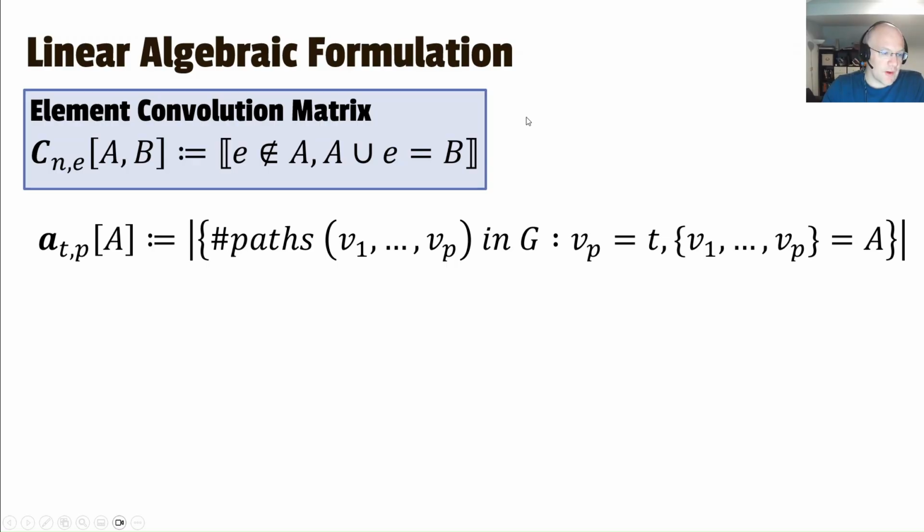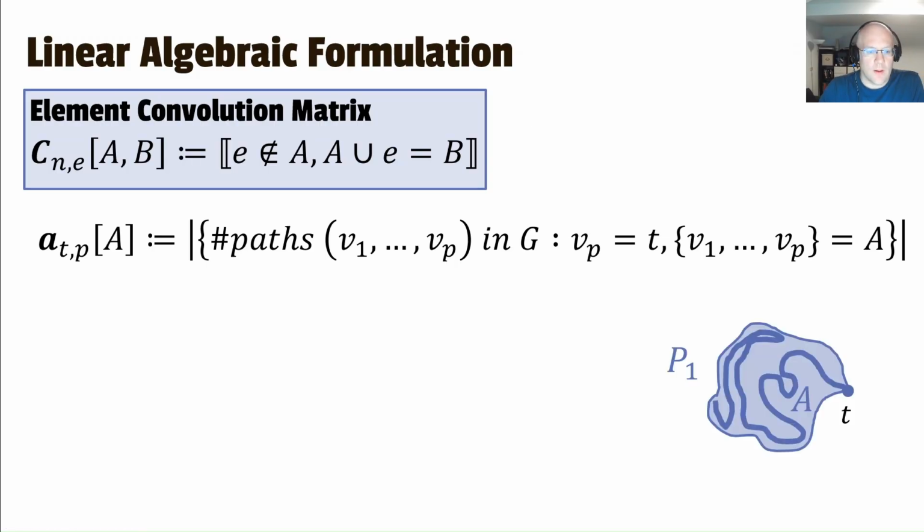Okay, now I'm also going to define a family of vectors, and for this definition you should recall the picture we saw on the previous slide. So we have this situation, this partial solution P1 that ends at T, and the vector A_{T,P}(A) is going to count the number of partial solutions consistent with this fingerprint A. So it will be the number of paths V1 to Vp in the graph G that end at T, and the set of visited vertices is exactly equal to A. So note this also implies that the cardinality of A is equal to P.